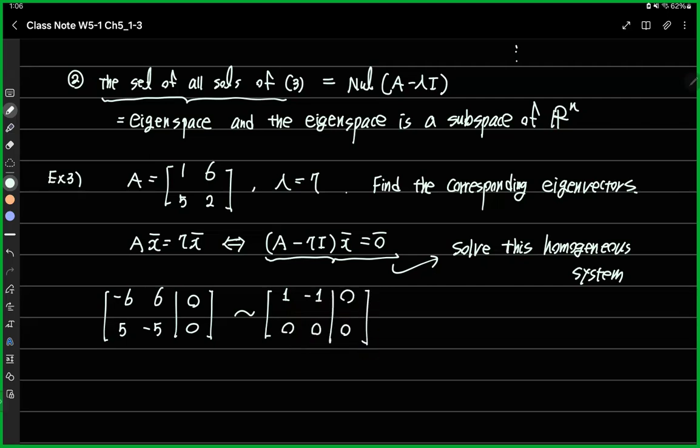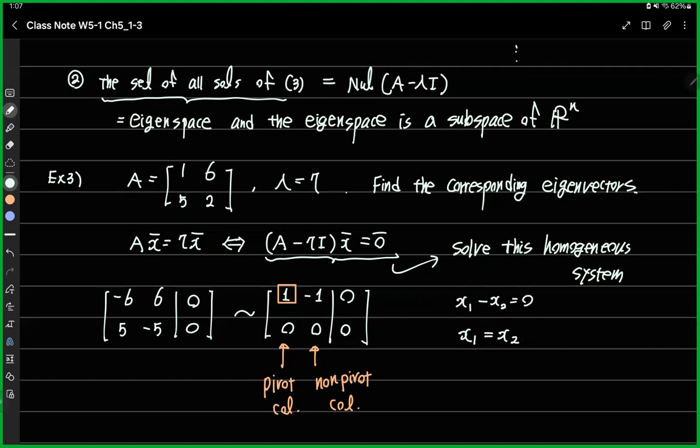So you see, 1 is the pivot position, so this is a pivot column, right? And that's the non-pivot column. All right, so what does it mean? Look at the first row, which is equivalent to the equation x1 minus x2 equals 0. It means that x1 is equal to x2.